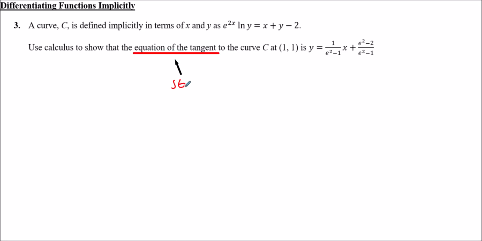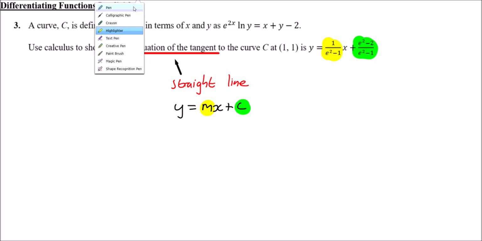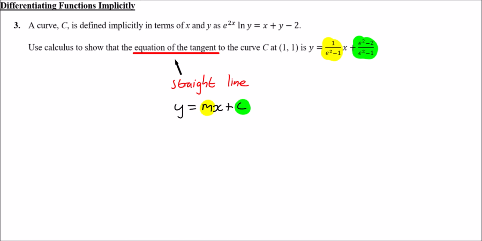So a tangent is a straight line, so it's going to be of the form y equals mx plus c. So what we can do here, we need to show that the gradient of this tangent must therefore be this, and the y-axis intercept we need to show must be that. That's hidden within this question. To see that straight away will help the understanding.